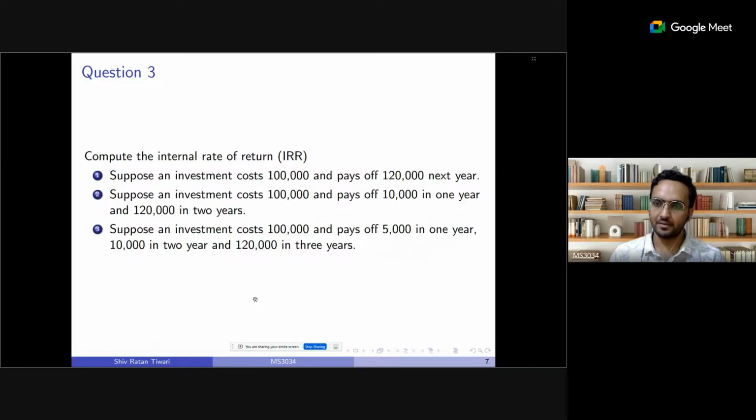Second says, in the first year you get 10,000 and in the second year you get 1 lakh 20,000. And in the third case, there are three payments, and the first is the upfront cost. Here I am showing an example of what happens if my number of cash flows increases, and how we can calculate this IRR if there are multiple periods.